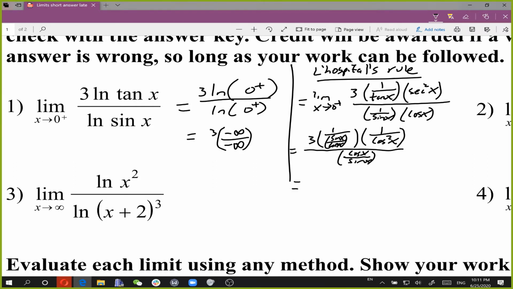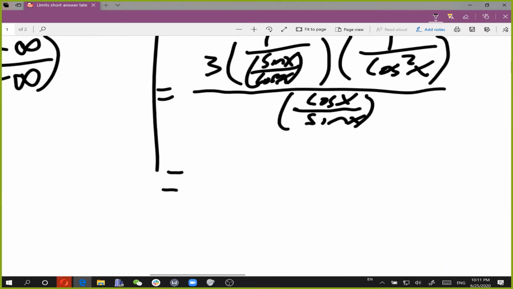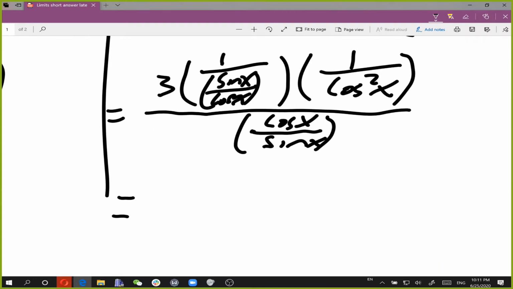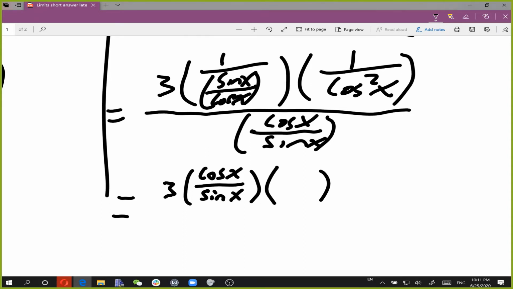Okay, for my next step, I've got 1 divided by a fraction, so I can flip and multiply. So this will be 3 times cosine x over sine x times 1 over cosine x. I don't need to change 1 over cosine squared x.